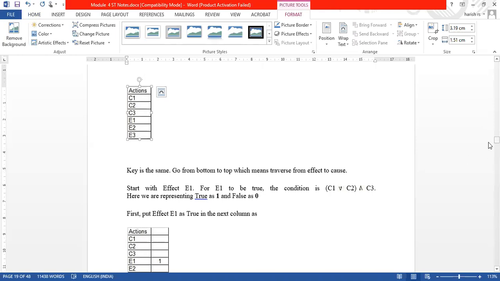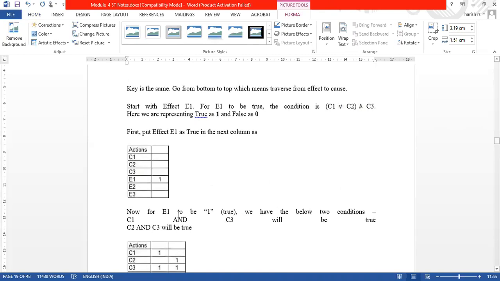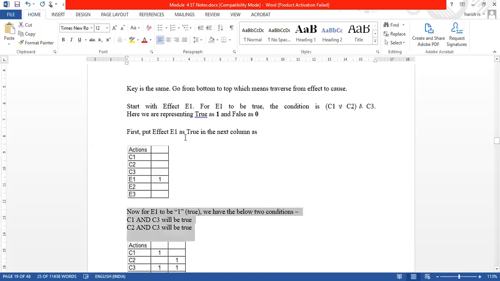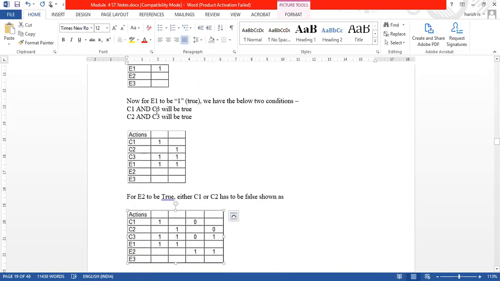Now, based on them, we have the first case. When does your first case be 1? When E is true. When E is true, then C1 and C3.